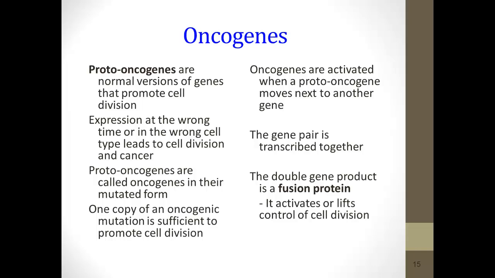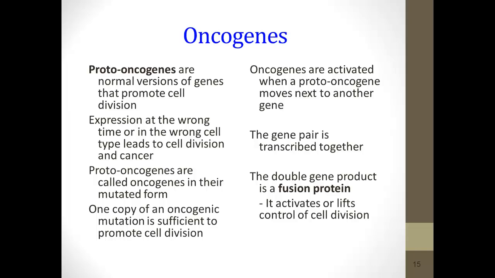Oncogenes. There are proto-oncogenes, which are the normal version of genes that promote cell division. Expression at the wrong time or in the wrong cell leads to inappropriate cell division and the development of cancer. Proto-oncogenes are called oncogenes in their mutated form. One copy of the oncogene mutation is sufficient to cause this inappropriate cell division.